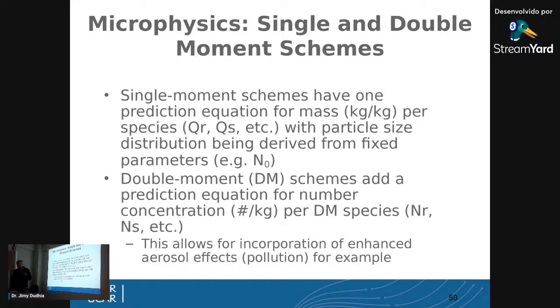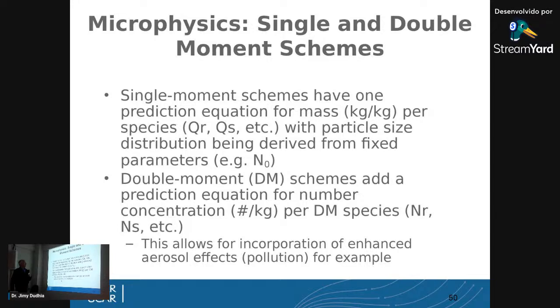So we also have single and double moment microphysics schemes. Single moment schemes have one prediction equation for mass per species, for example, what we call QR, QS. These are the kilograms per kilogram of that species. Typical values are 1 gram per kilogram of rain, for example. Heavy rain would be 4 or 5 grams per kilogram.